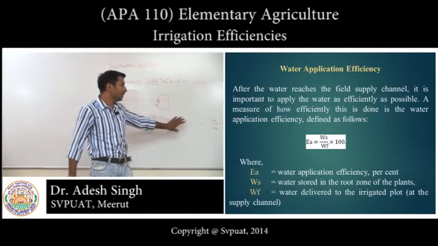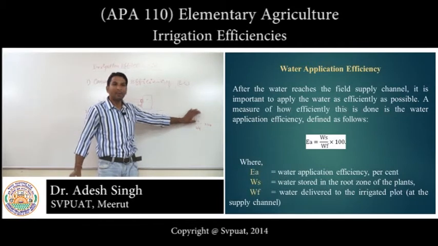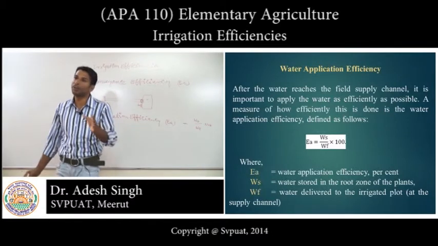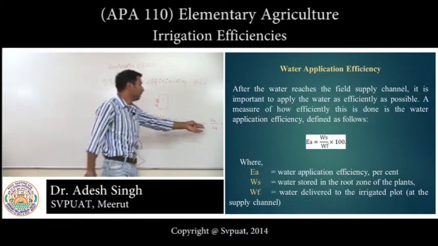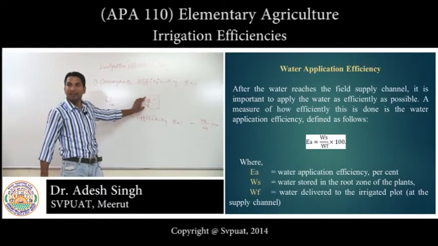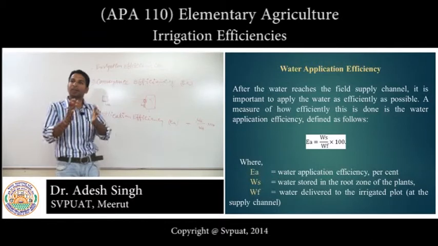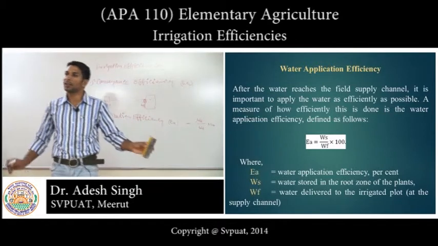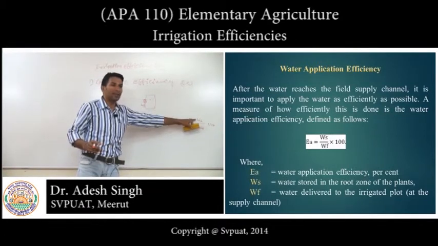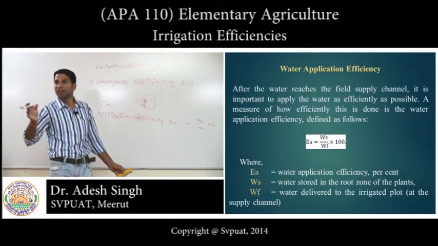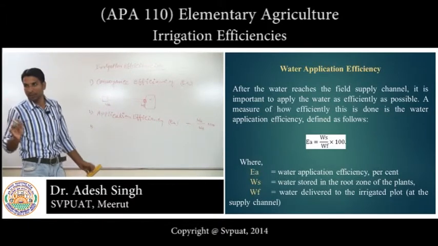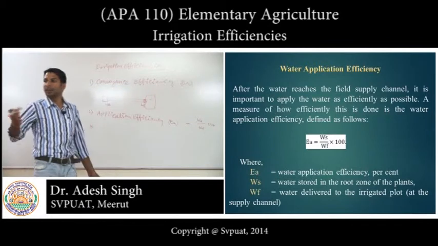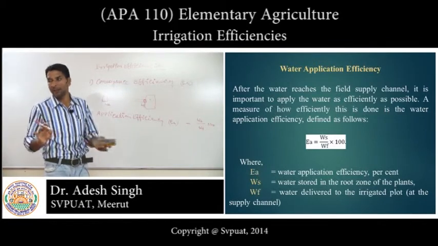So, the application efficiency is the percentage ratio of the water stored in the crop root zone. WS is the water stored in the crop root zone. Clear? And WF is the water received at the field gate, or water available at the field gate. Whatever water is stored is utilized by the crop plants. Ultimately, this is the utilizable water which is actually received by, or utilized by, the crop plants for fulfilling their needs, either evapotranspiration needs or the water used in metabolic activities.